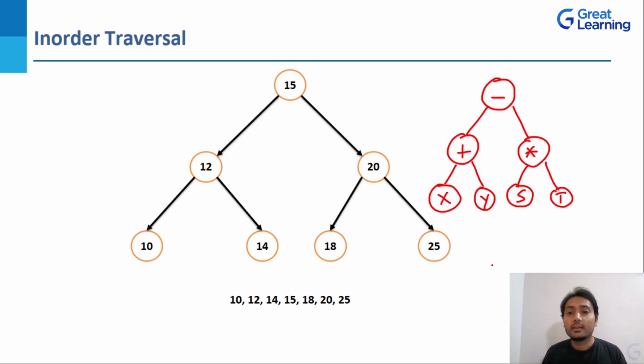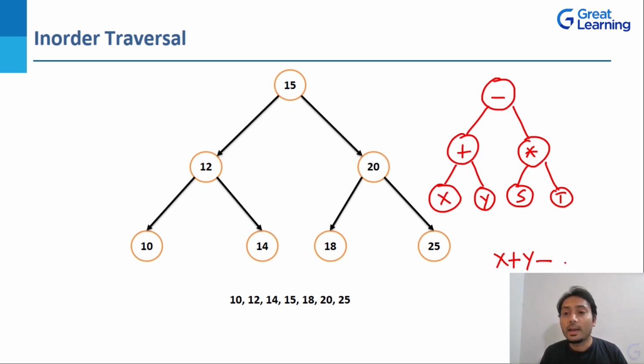So first we have to go straight to the left subtree. So here what we see in the left subtree is x. Then when you visit the root node you have plus. Then the right child is y. Now let us go to our root node where we have this minus symbol. And then again we have to traverse the right subtree.